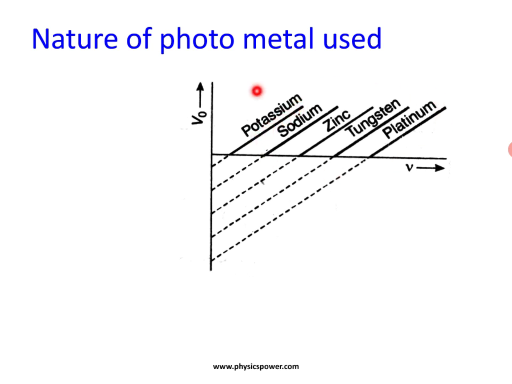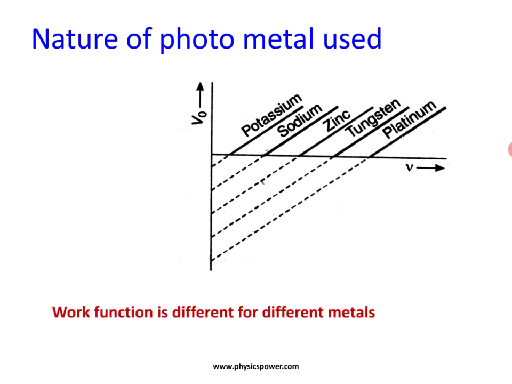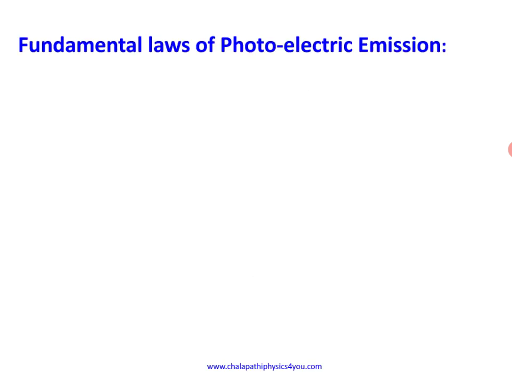That is why the graphs are different for different metals. So the nature of the metal also affects the photoelectric effect. The work function, the minimum energy required, is different for different metals.